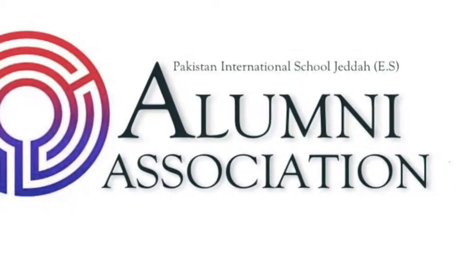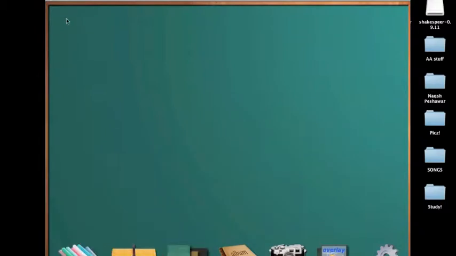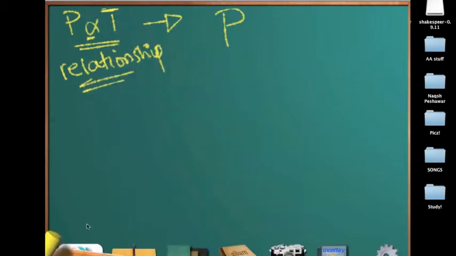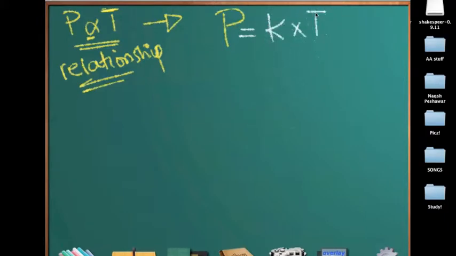Continuing our lecture on Gay-Lussac's law, you should also remember that whenever we need to remove this proportionality sign, we always change it to an equals sign and use a constant. So this proportionality turns into, this is known as a relationship and not an equation. Remember that, this is a relationship. However, if we want to turn it into an equation, we simply write P is equals to K times T.